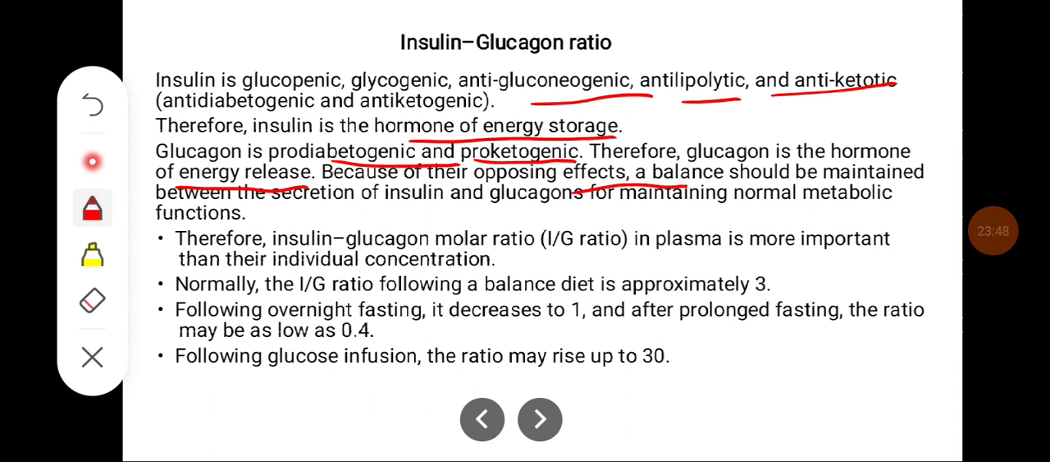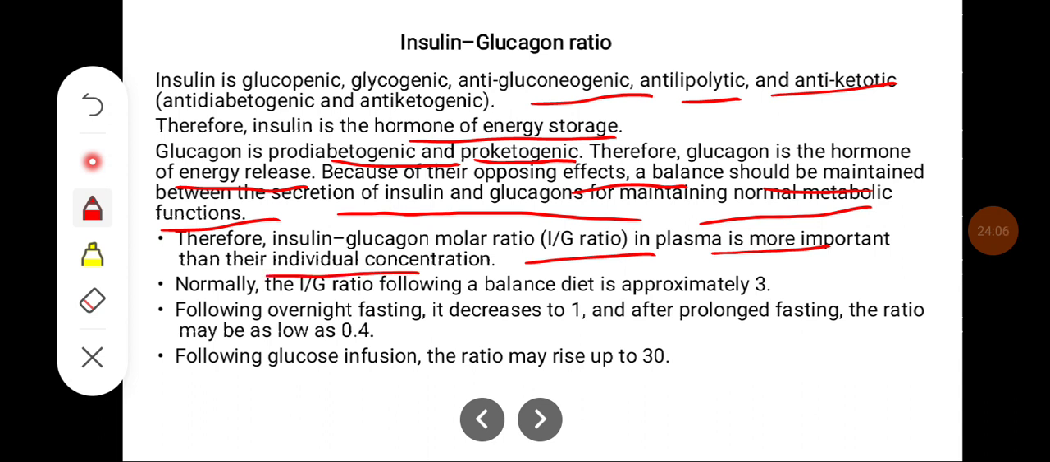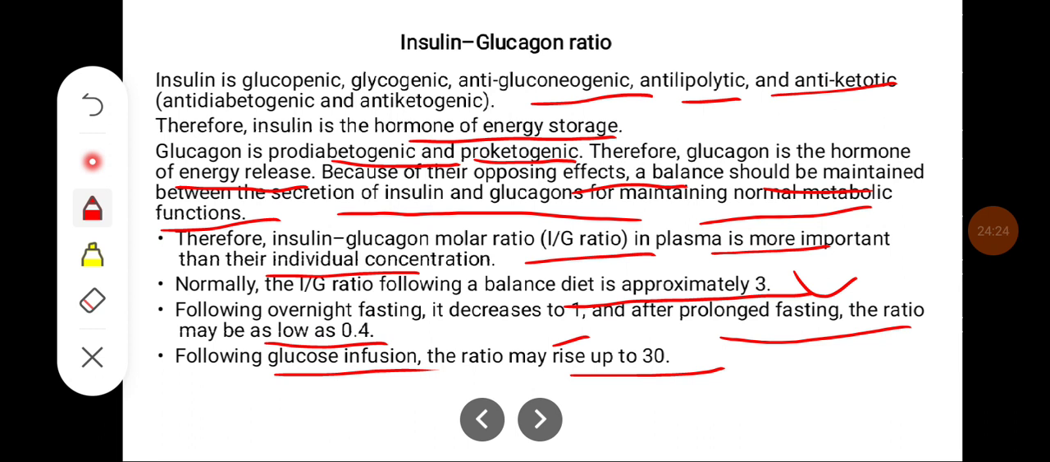Because of their opposing effects, a balance should be maintained between the secretion of insulin and glucagon for maintaining normal metabolic functions. Therefore, insulin glucagon molar ratio, that is I/G ratio, in the plasma is more important than their individual concentration. Normally, I/G ratio following a balanced diet is approximately 3. Following overnight fasting, it decreases to 1, and after prolonged fasting, the ratio may be as low as 0.4. Following glucose infusion, the ratio may rise up to 30.